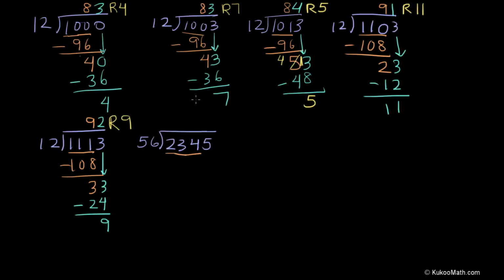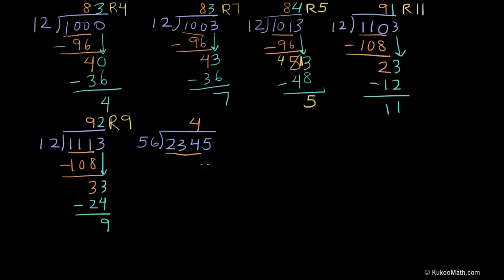So let's estimate 56 to be around 50, or let's try 56, go up to 60. 234, let's bring it up to 240. 240 divided by 60 is equal to 4. So let's try 4. It may or may not work. It's just a guess. Now we multiply out.